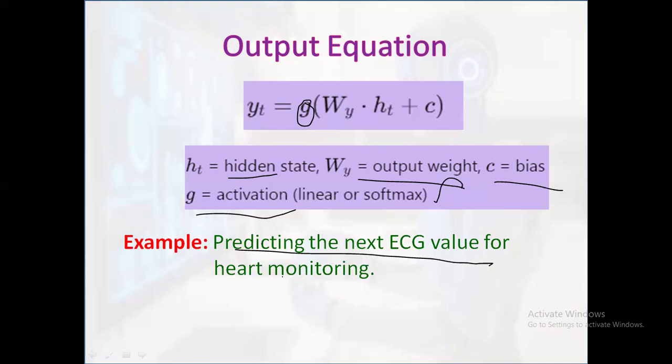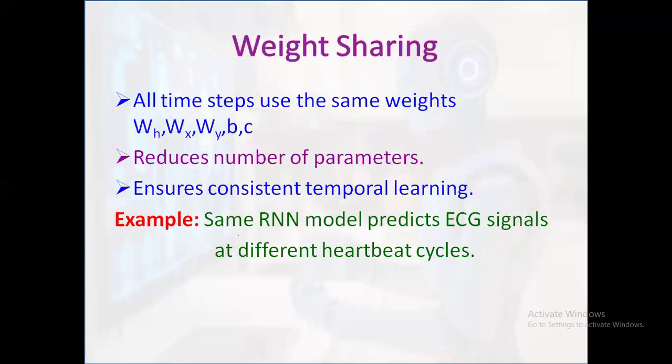And how are we going to share the weights in this case? Weight sharing means using the same weights across all time steps. All unfolded time steps use identical weights and biases, ensuring uniform processing of the sequences. Here, that is W_h, W_x, W_y, b, and c. It uses the same weights at all time steps, and it reduces the number of parameters.